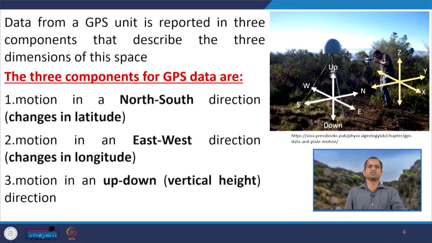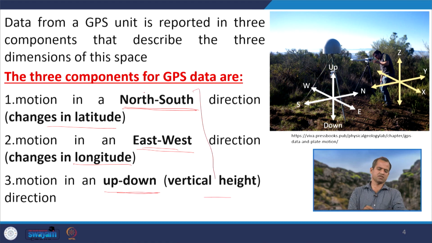So, data from the GPS is reported in 3 components. The first component is the latitude, the north-south direction. Then we have the east-west direction, that is the longitude. Then the up-down movement, called the vertical or the height. So, these 3 data that can be retrieved from a GPS are latitude, longitude and altitude.